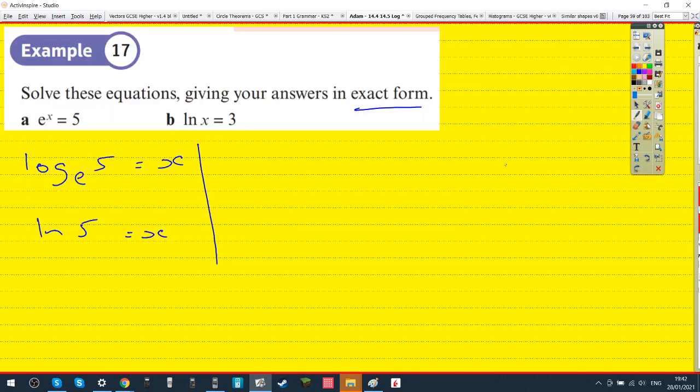All right. We'll try the other one now. Part B. Would you turn that back into log? Yeah. So it'd be log 3 base x. Well, let's just say ln is log base e, and then just go from there.